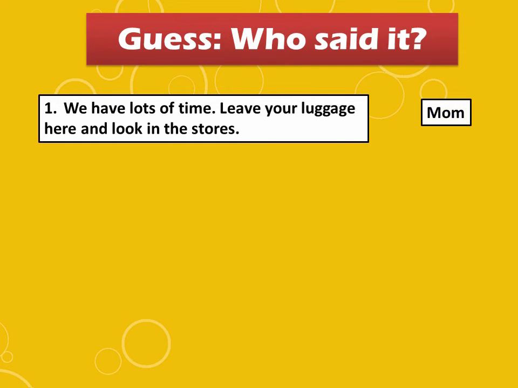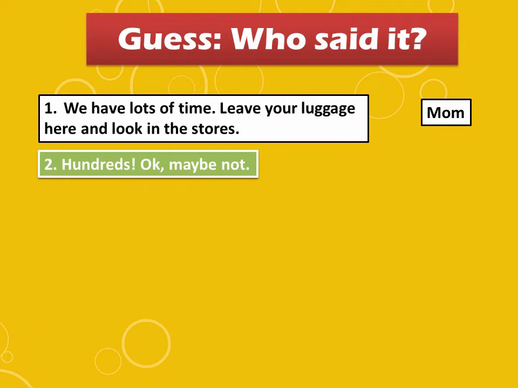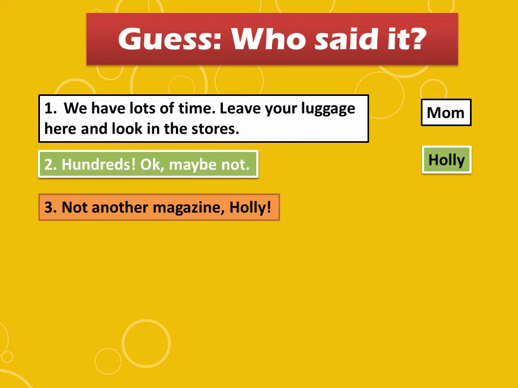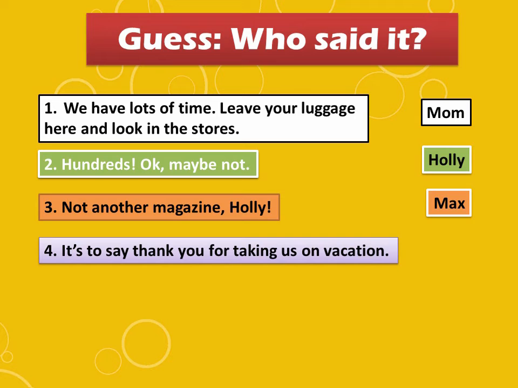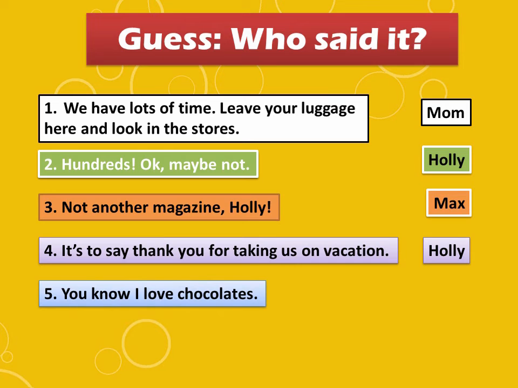Yes? Mom, that's right. Number two, hundreds. Okay, maybe not. Yes? Holly, excellent. Number three, not another magazine, Holly. Max or Mom or Holly? Yes, Max. Number four, it's to say thank you for taking us on vacation. Yes, Holly, well done. Number five, you know I love chocolates. Yes, Mom, very good. I think you are good at playing the guessing game. Am I right?